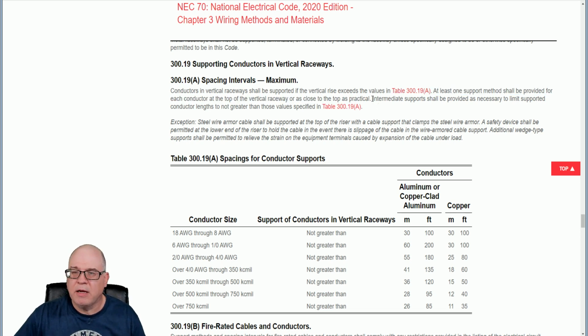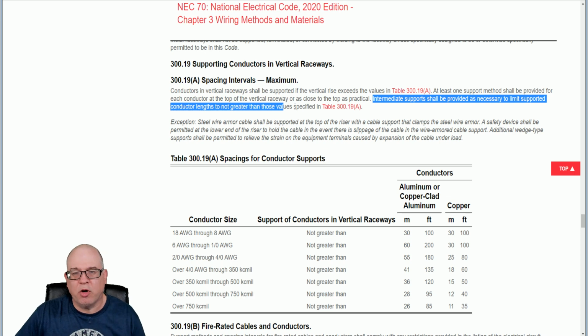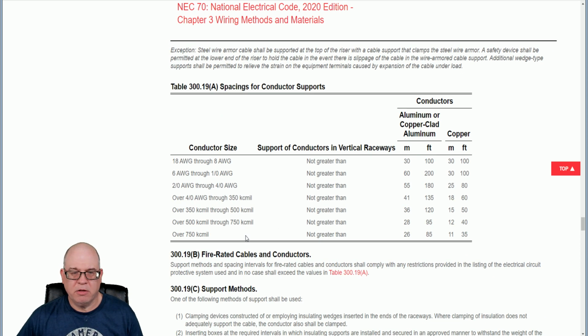Now it says, intermediate supports shall be provided as necessary to limit supported conductor lengths to not greater than those values specified in the table. In this case, we had a 250 kcmil, correct? So that's going to be down here. So it's over 4/0 through 350. That's the area we want to be. And the support of conductors in vertical runs is not greater than, in this case, it was copper, so that is 60 feet. Now notice the difference between 60 feet for copper and 135 feet for aluminum. Obviously, that's a direct weight relationship.